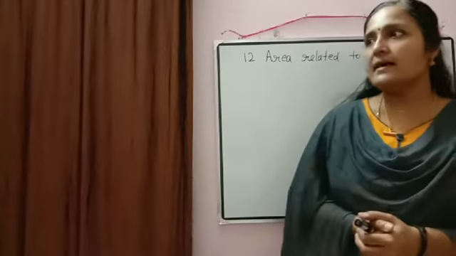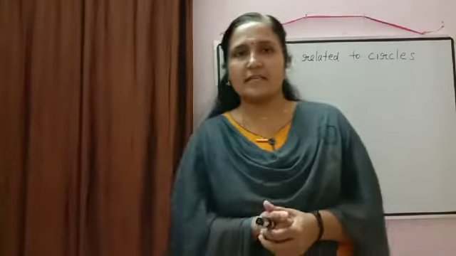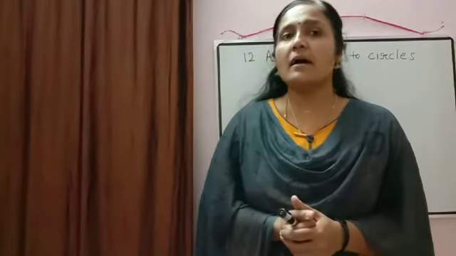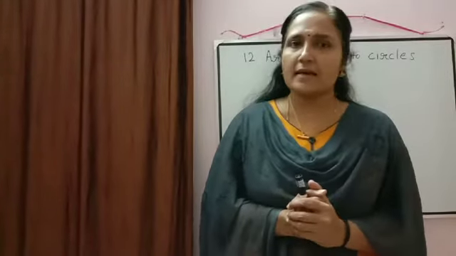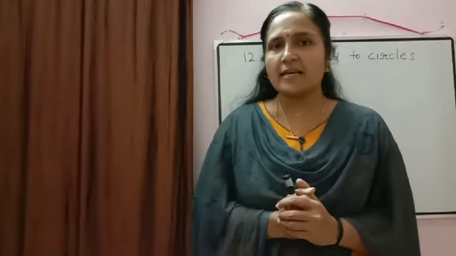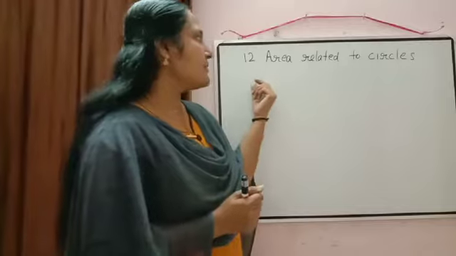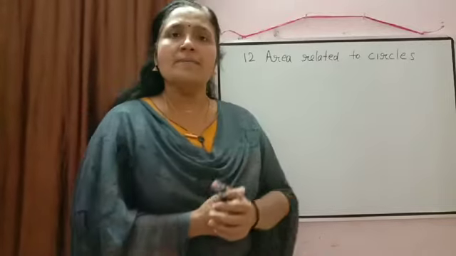In the previous class we discussed construction: how to construct a line segment in the given ratio and then how to construct the tangent to a circle. So I hope construction is clear to you. Today we will start our next chapter, chapter 12, area related to circle.